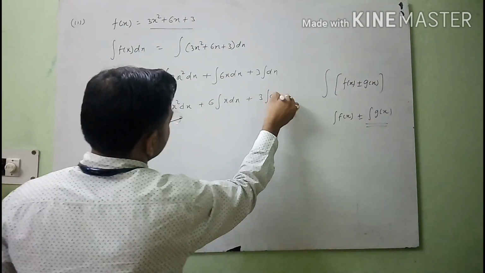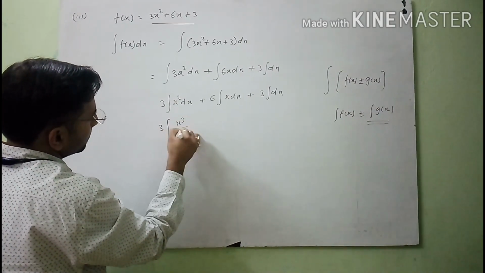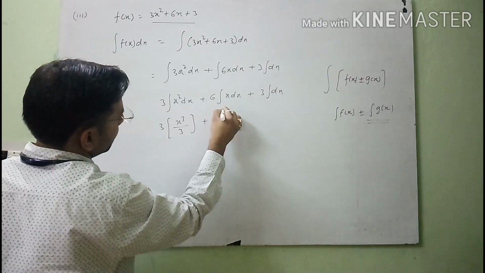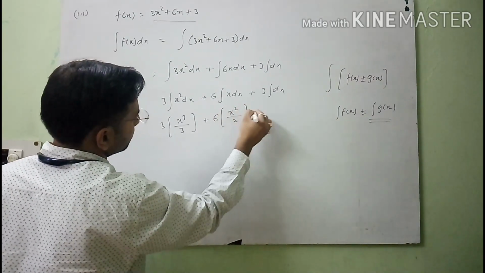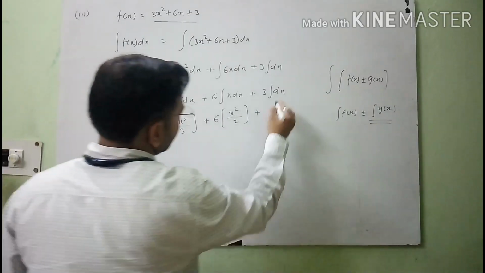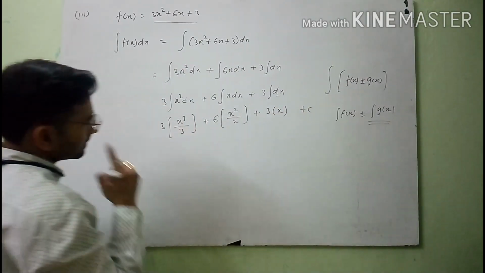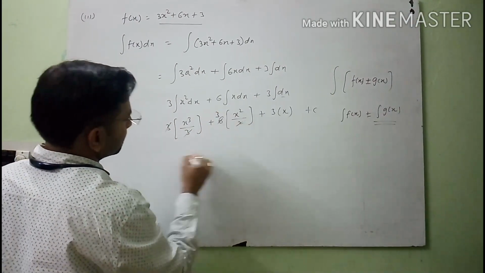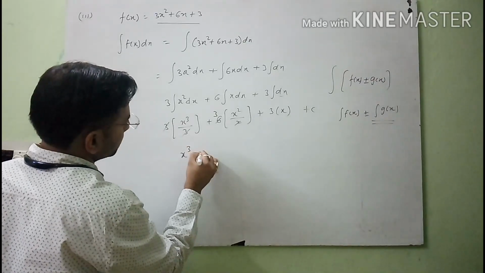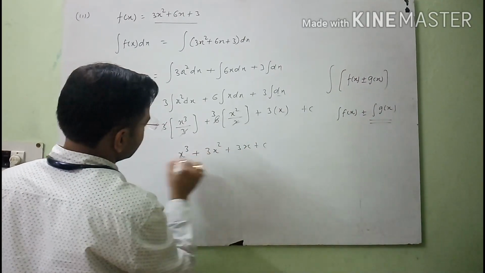3 of dx. Now see one by one. You know that integration of x square is x cube over 3, and I hope you know that integration of x dx is x square by 2 by the first formula, and integration of dx equals x. You can use the integration constant c. So here 3 and 3 cancel, and 2 times 3 is 6. So the answer is x cube plus 3x square plus 3x plus c.